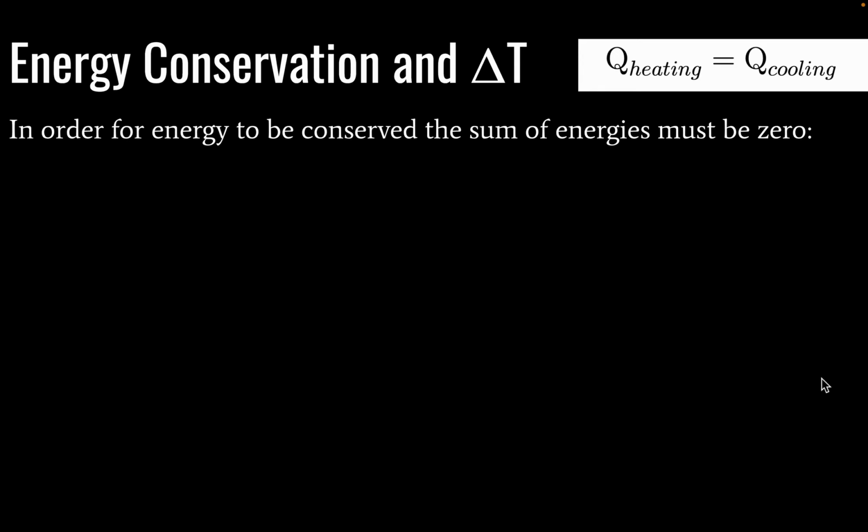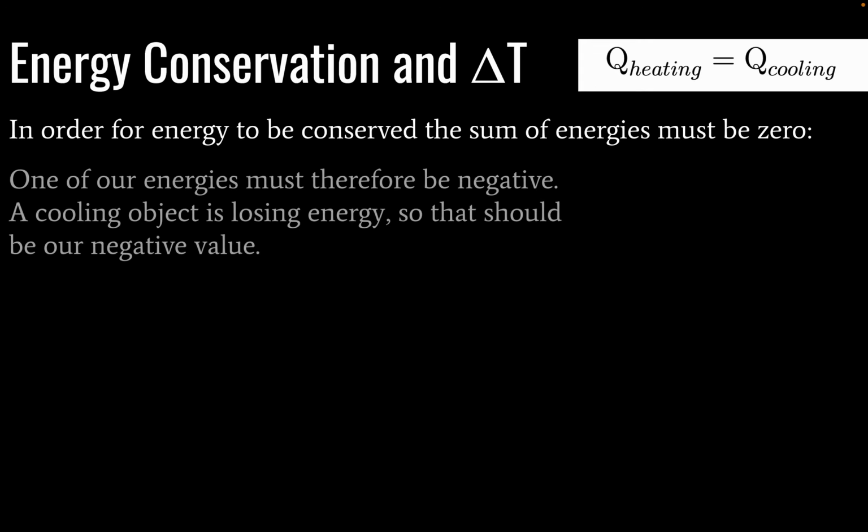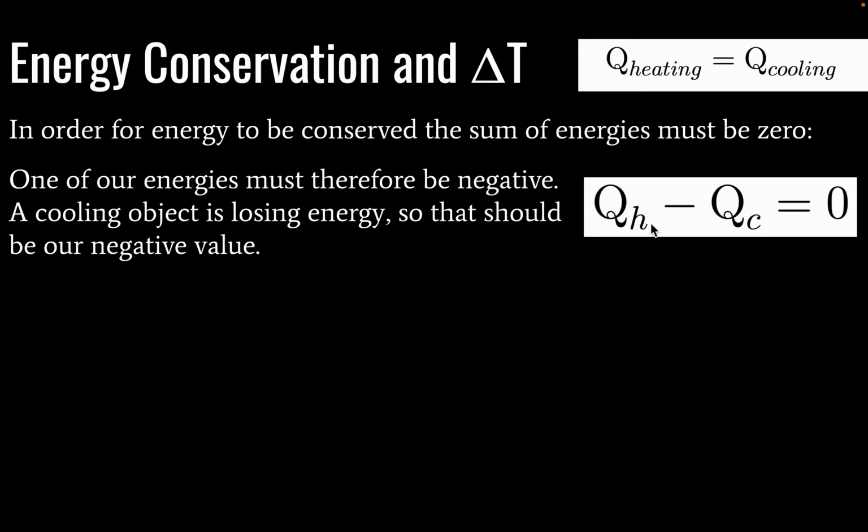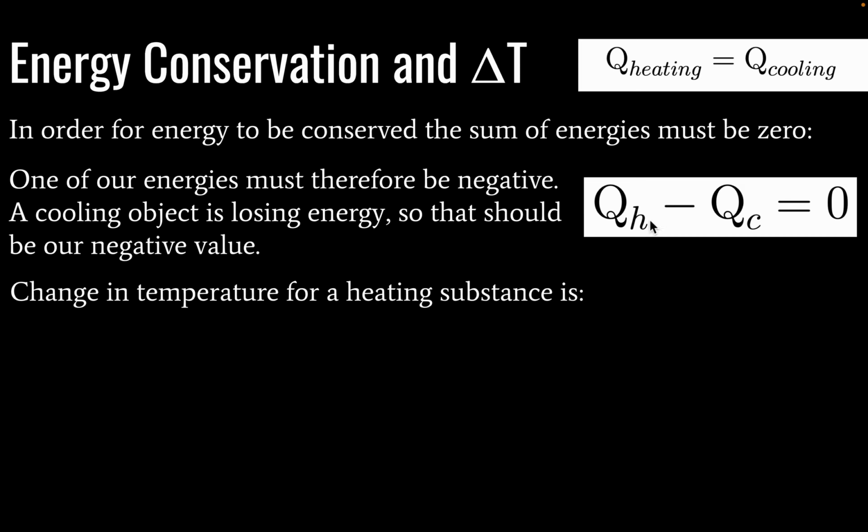In order for our energy to be conserved, the sum of energies has to be 0. That means that one of these is going to be negative, and we'll have something like this. We have the energy of our heating minus the energy of our cooling equal to 0. And we have to do a little trick here with our temperatures in order for this scenario to occur.